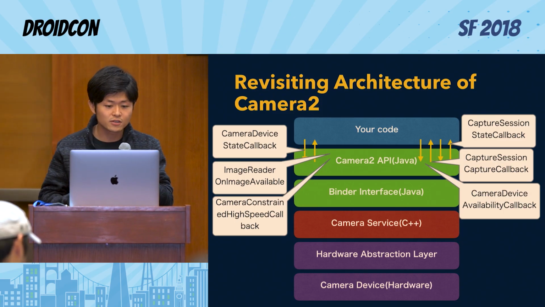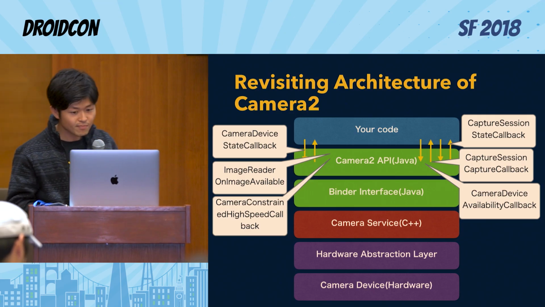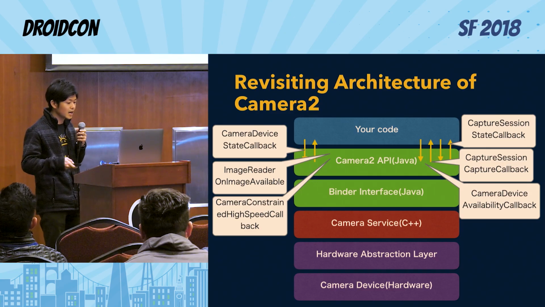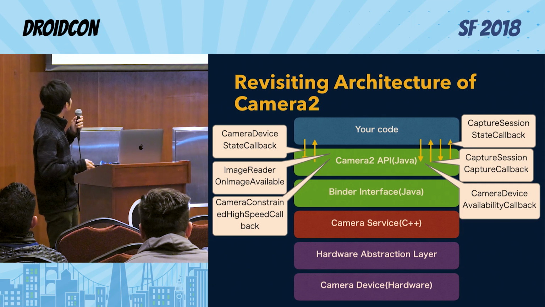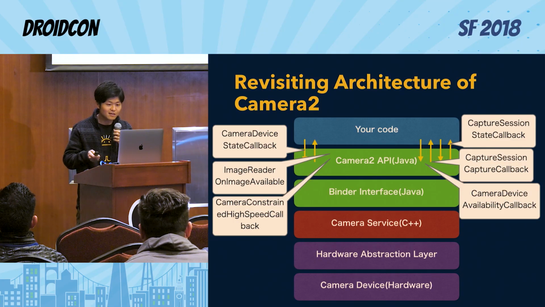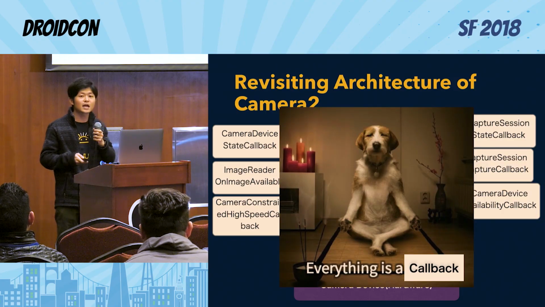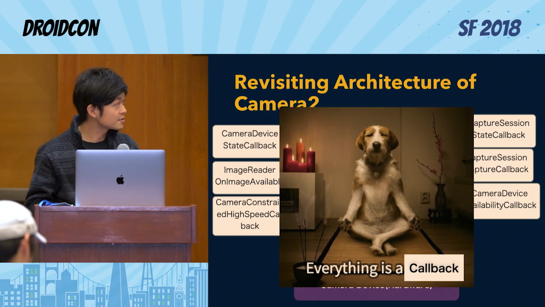For example, before you start the camera device, you need to check the camera device state callback. And when you take the preview or the picture, you need to look into the camera capture session callback. Or let's say you want to take a high-speed camera, then you have to look into the constrained high-speed callback. So that was pretty long, but in fact, knowing how each callback interacts with Camera2 is quite important to understand how Camera2 works.